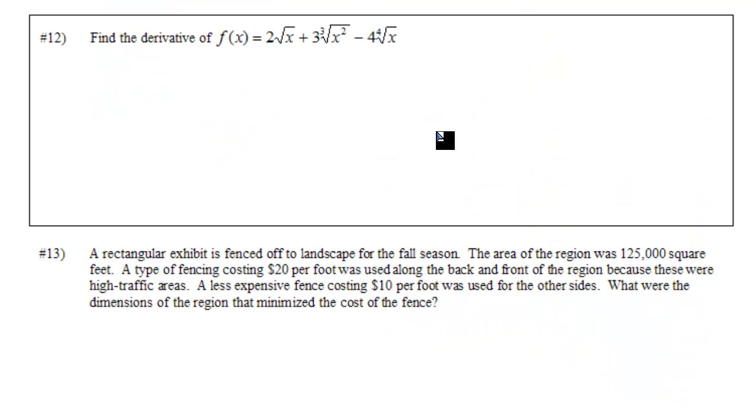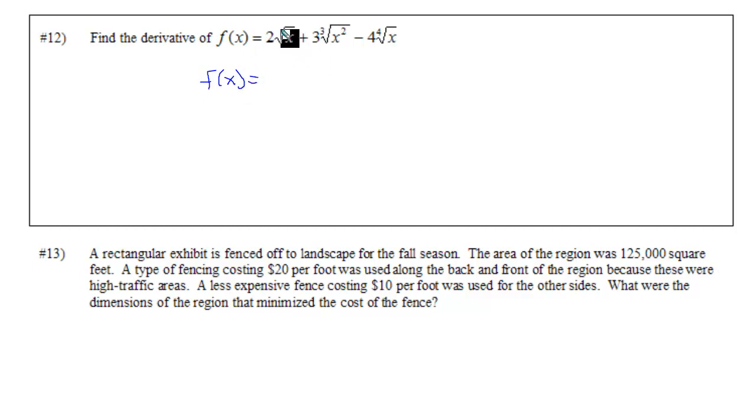All right, number 12, supposed to find the derivative. I skipped 10 and 11 because those are calculator problems. I'm pretty sure you're okay with that. So number 12 looks a little strange. How are you supposed to find this derivative when you don't have exponents? Well, you can change this.